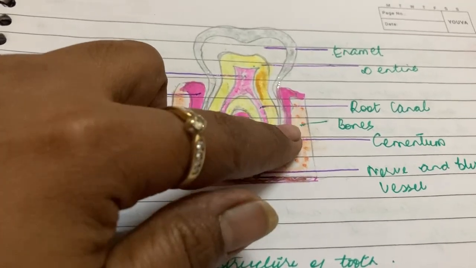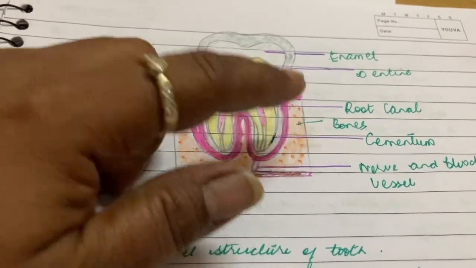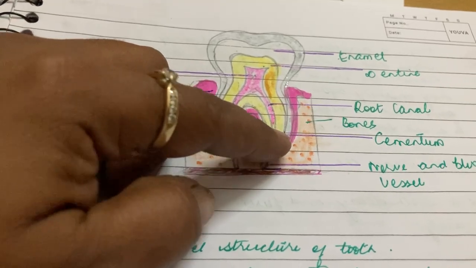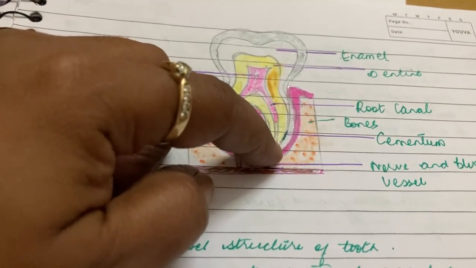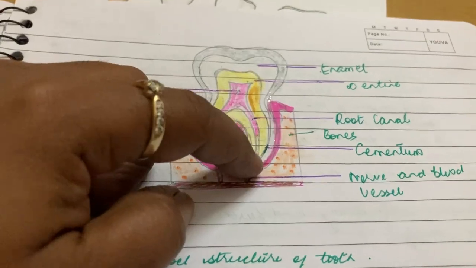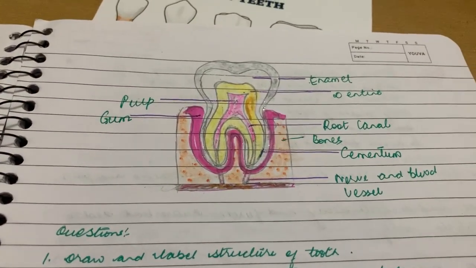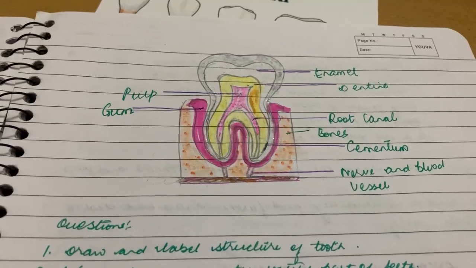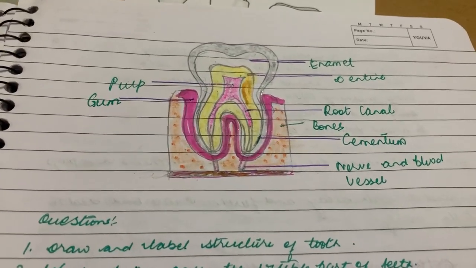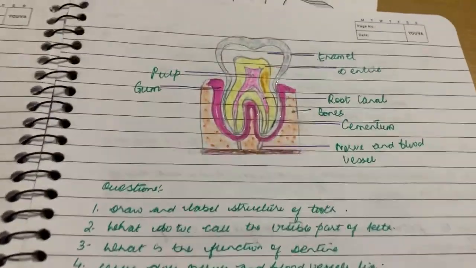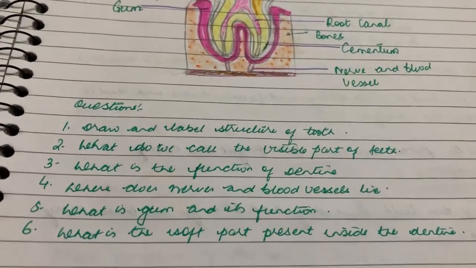Then below the gums is the bone, the jaw bones that we have, and the structure through which the tooth is held to the jaw bone is called cementum. So this portion, my dear students, covers the structure of the tooth, and I have made a few questions that you may get in your exams related to this. Quickly have a check on that.